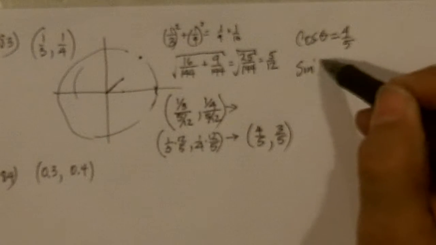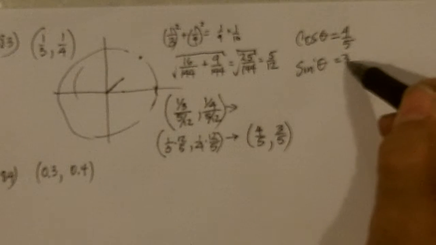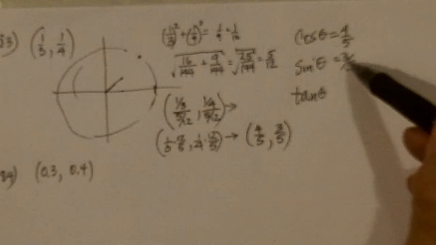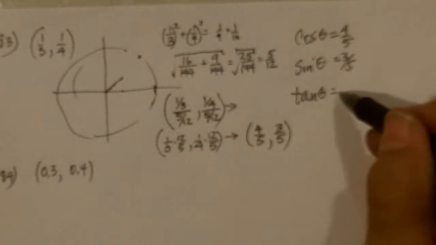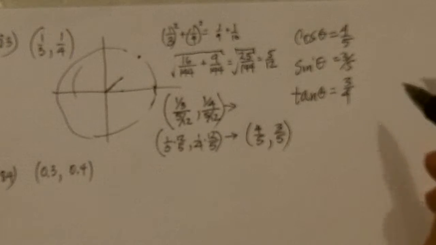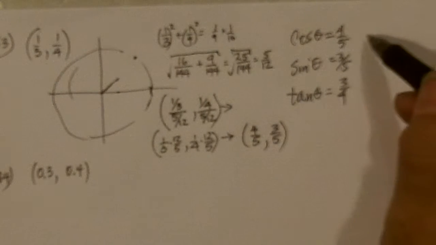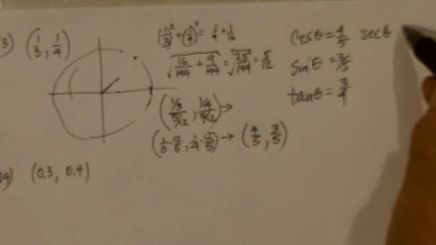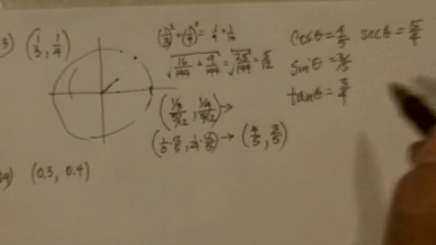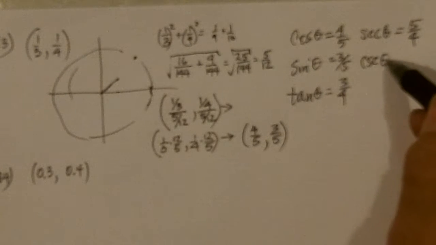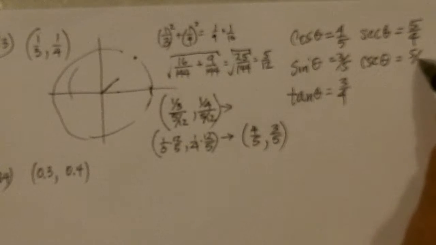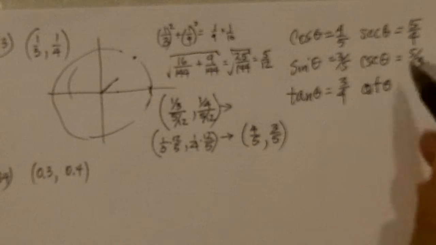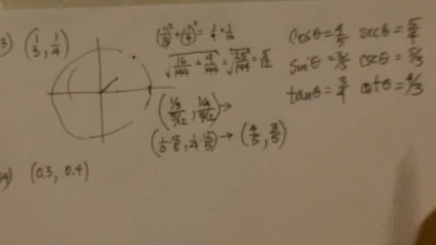The sine of the angle would be 3/5. The tangent of the angle is 3/5 over 4/5, which is 3/4. The 5's canceling. The secant would be the reciprocal of cosine, which is 5/4. Cosecant would be 5/3, and the cotangent would be 4/3.